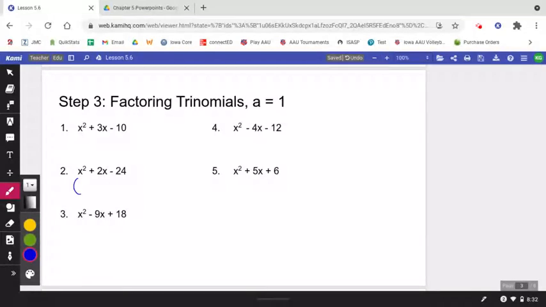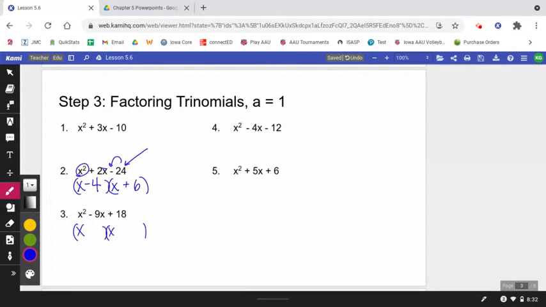All right, let's go to this one. So I start with x and x, which would give me the x squared. Now, what are two numbers that multiply to be 24, and when you subtract them, you get 2? 6 and 4. Sign chart says bigger one gets a plus.